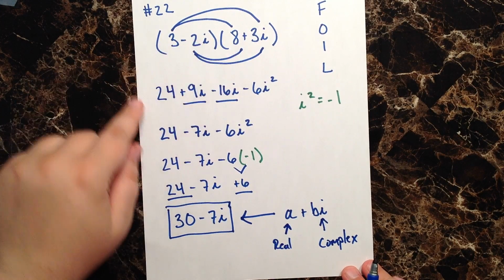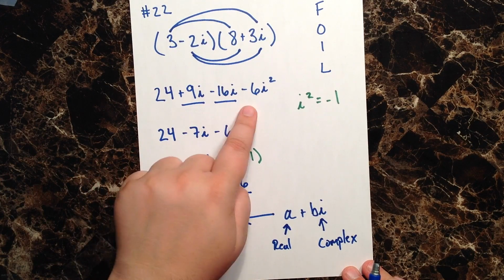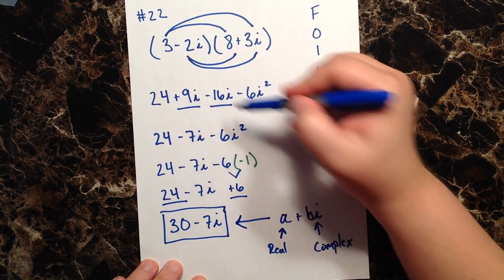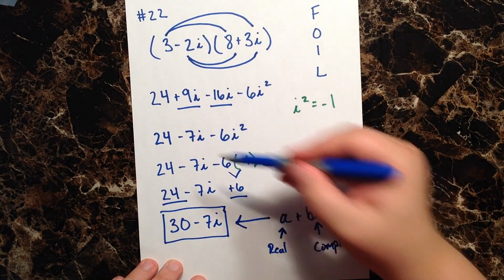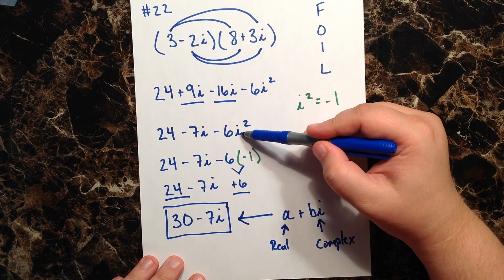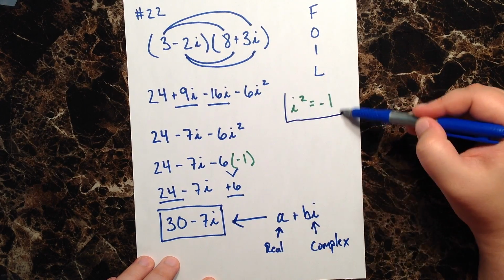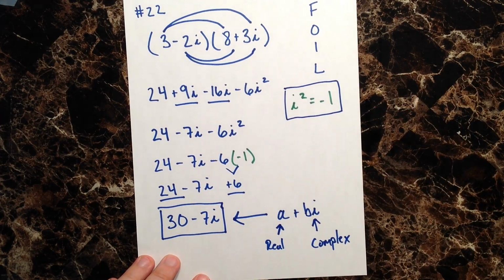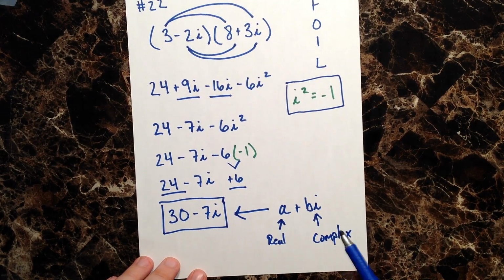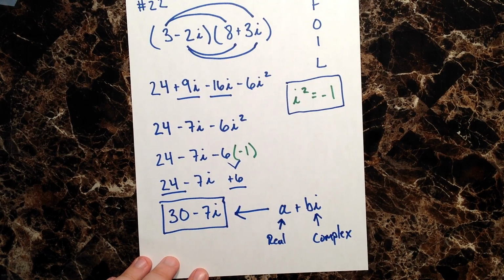So when we foiled, we had 24 plus 9i minus 16i minus 6i squared. We combined our like terms to get negative 7i. And then we replaced our i squared with a negative 1 because negative 1 is equal to i squared. And then finally we combine like terms for the last time, giving us 30 minus 7i.